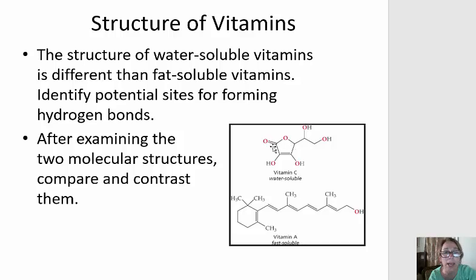For one thing, there's a heterocycle here with oxygen in it, which is very polar. And then there are 1, 2, 3, 4 hydroxyl groups as well as a ketone. So there are many hydroxyl groups and oxygens in this molecule, which means it will be polar and likely to be soluble in water, which it is.